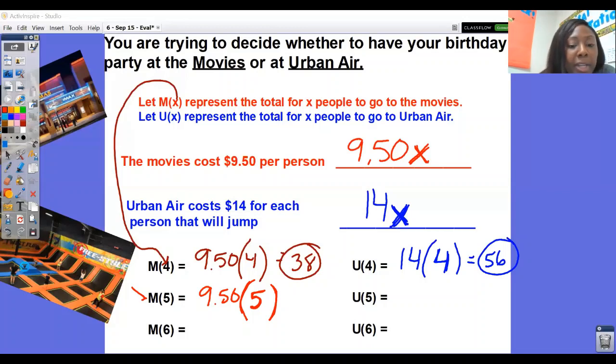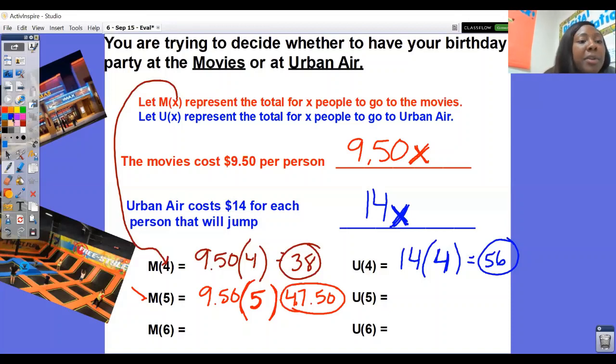And then I'm gonna grab my calculator. Do I need to use the parentheses when I plug in the 5? That's always a question that people always ask. Do you have to use the parentheses? 9.50, plug in a 5, and then I'm getting 47.50. $47.50 for that one. That looks a little bit weird. $47.50 for 5 people to go to the movies.